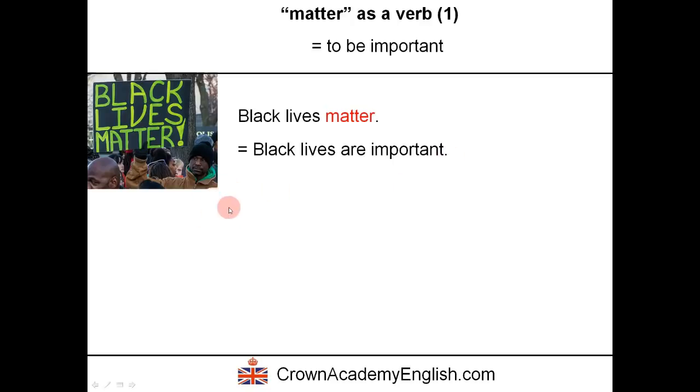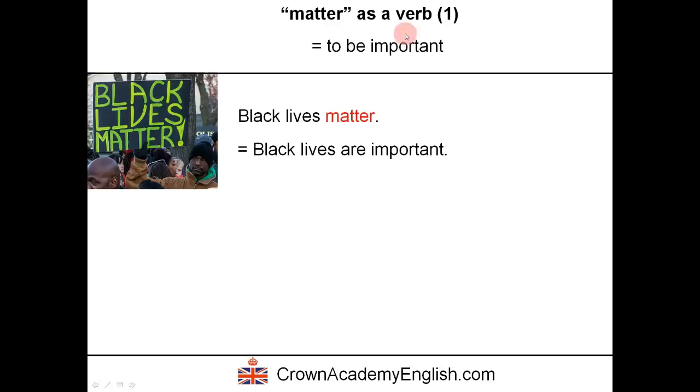And they are protesting because there have been violent incidents by police officers towards black people. And so obviously they are protesting against this. Okay, so this is also the name of their organization as well. So it is the name of the organization who organizes these protests. And it means black lives are important.